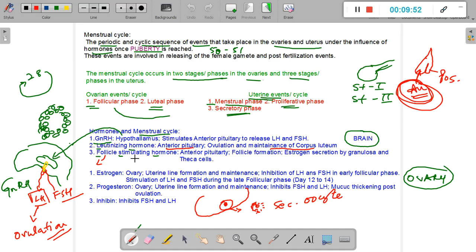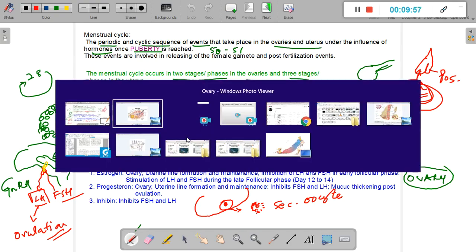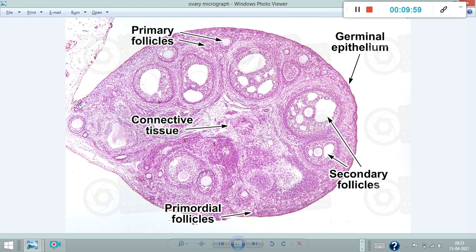Right, so follicle stimulating hormone. Now, let's get back to that wonderful slide that we had here. This is actually a section of the ovary, and I won't be able to draw because my marker doesn't work here. You see these large structures here? These large structures are all follicular structures.